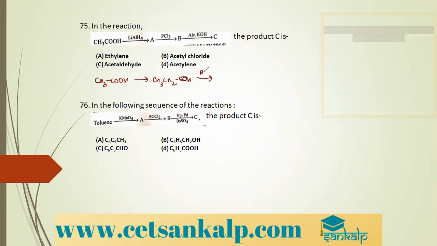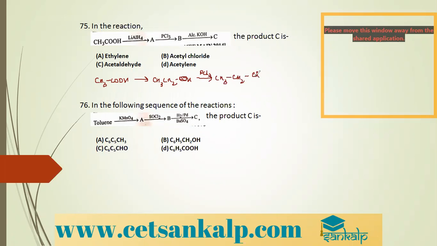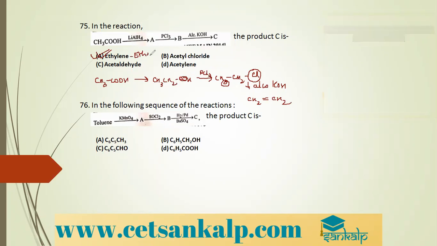This is treated with PCl3, nucleophilic substitution. So we get CH3CH2Cl. Correct? This is treated with alcoholic KOH. Alcoholic KOH is a dehydrohalogenating agent. Halogen is eliminated and hydrogen is eliminated from the beta position. So it is CH2=CH2. So what is the compound obtained? It is ethylene. Yes, ethylene is nothing but ethene.